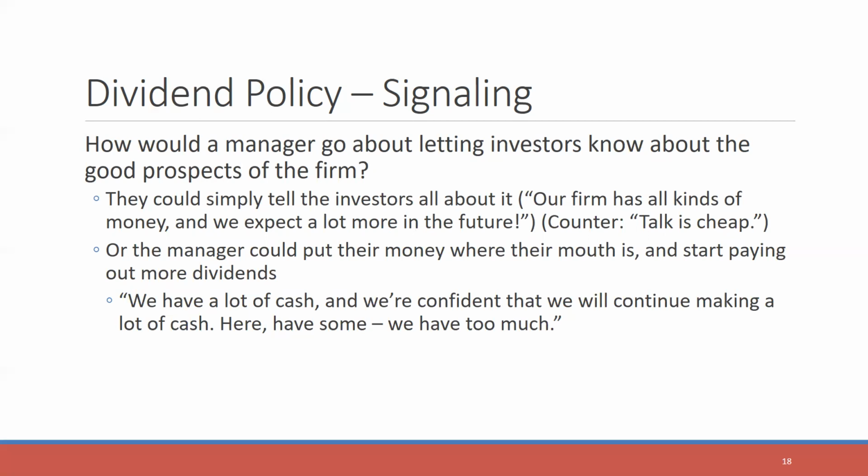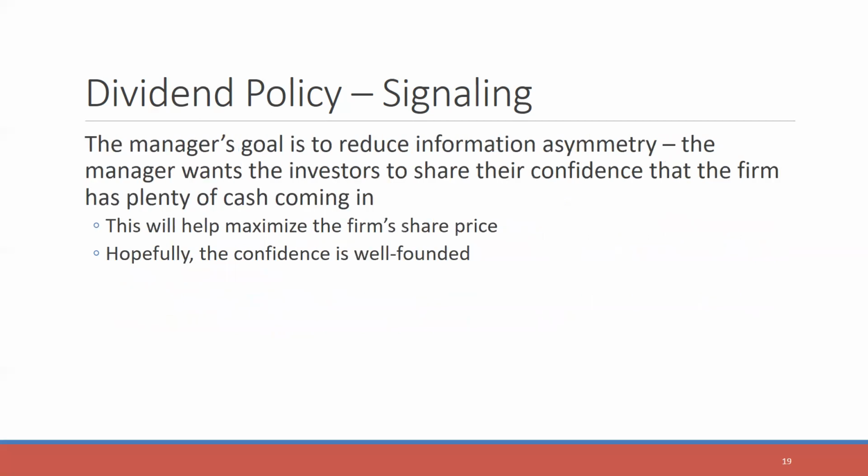We've got a ton of cash. We're confident things will continue to do well. So here, let me show you how much money I can put into your hands. The manager's goal is to reduce information asymmetry. The manager wants investors to share their confidence that the firm has plenty of cash coming in. So this will help maximize the firm's share price, and hopefully this confidence is well-founded.